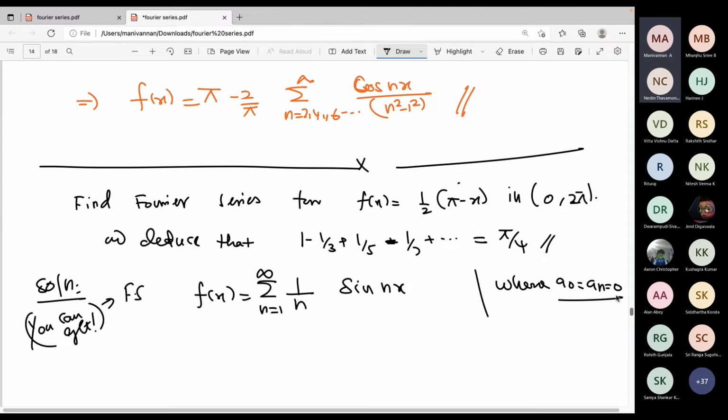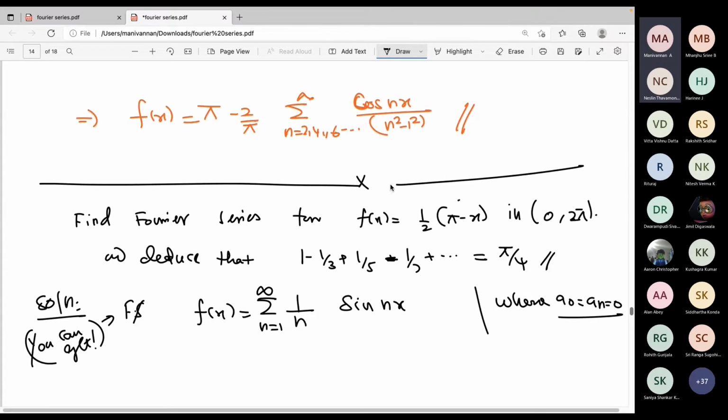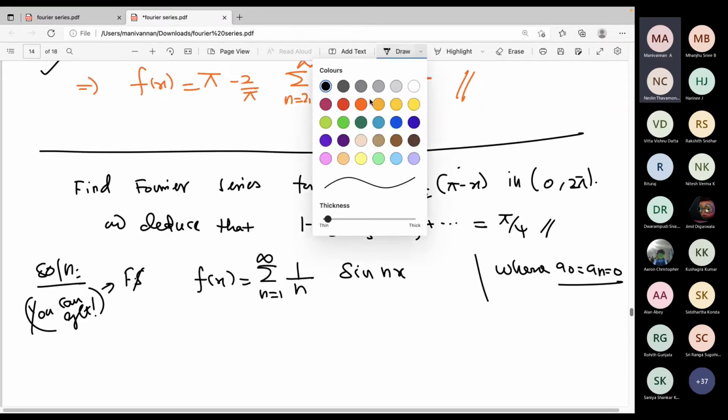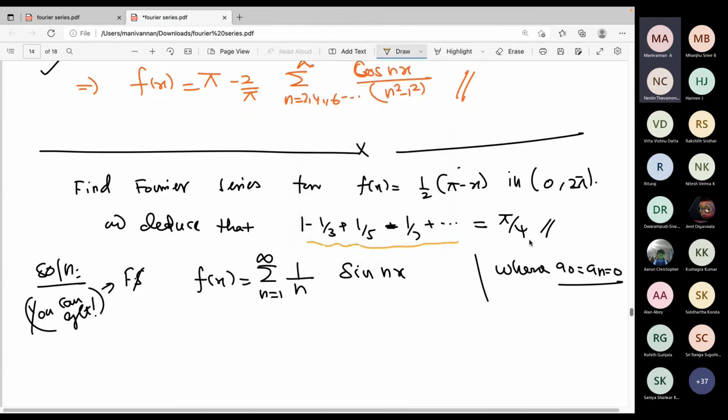an becomes 0. Okay, so let us consider this is the answer for this problem. My Fourier series is over like this. Up to this we obtained in the problem. So what do we have to prove? And this is my infinite series value.